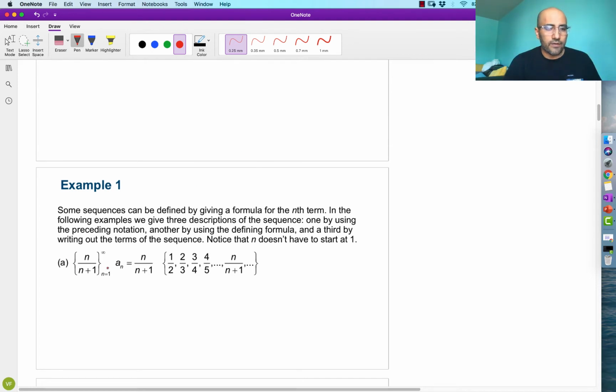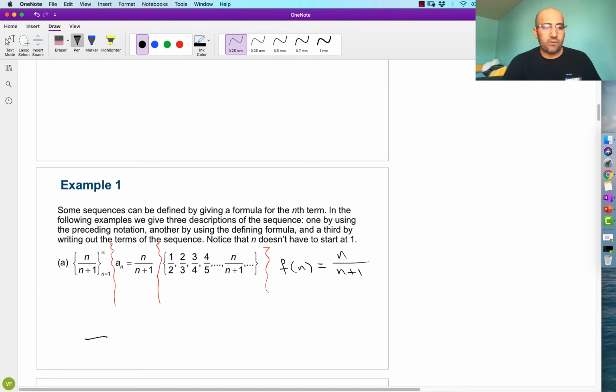So here's one way to describe it. Here's another way to describe it. Right, here's another way to describe it, like this, and then another way to describe it. And then really another way to describe it would be to use function notation: f of n equals n over n plus 1, right? And remember, n refers to the location on the list.